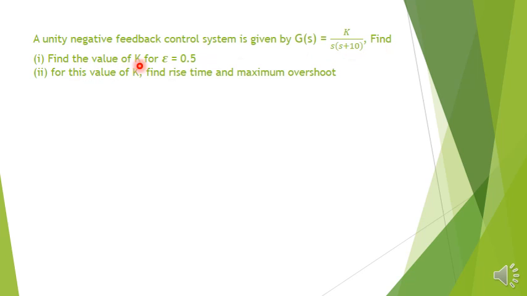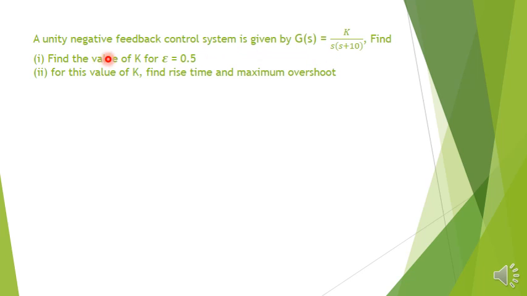Find the value of K for zeta equal to 0.5, and for this value of K, find rise time and maximum overshoot. Now if you read the question again, it is a negative feedback control system, and the forward path transfer function G of S is given. Find this value of K for zeta equal to 0.5.